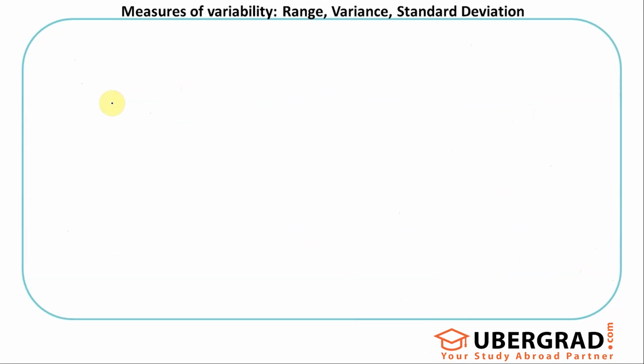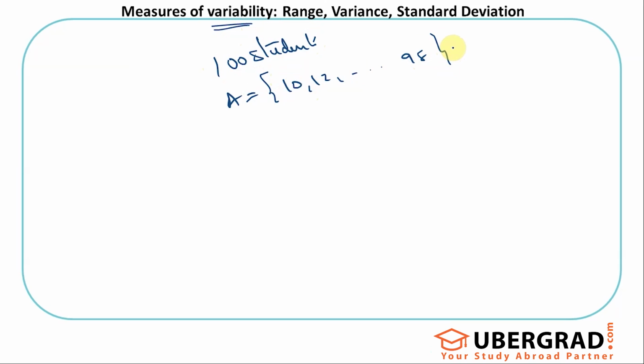Now let's talk about measures of variability. We have discussed central tendency. The purpose of measures of variability is the same. I have 100 students, with scores listed out, 10, 12 and so on up to 98. It's very difficult for me to understand the behavior of the class. Are the students of the class concentrated at a particular score?